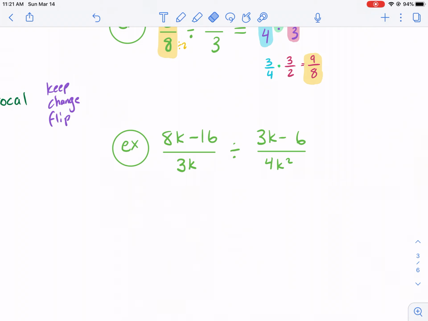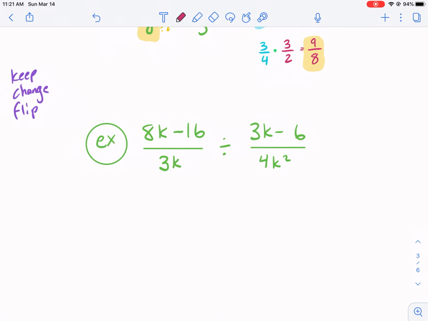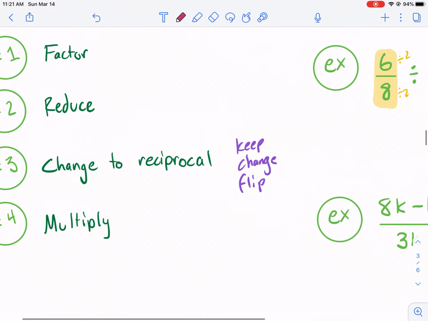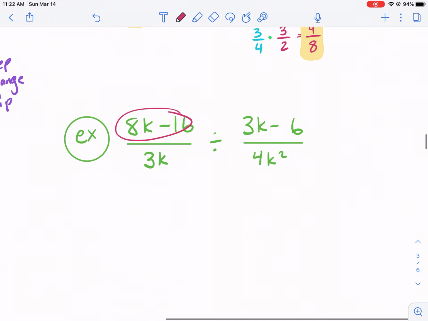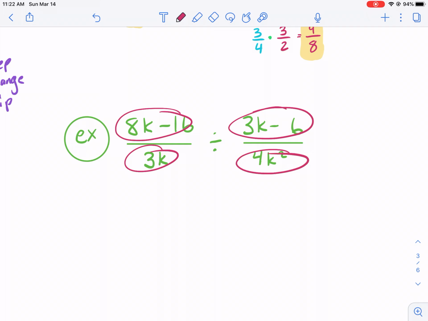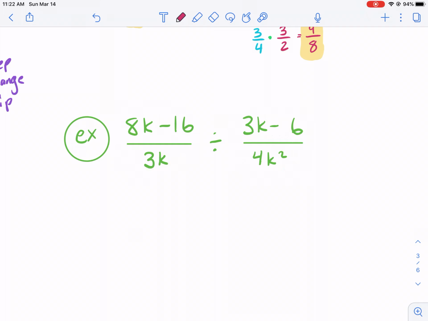Now we have some expressions, some binomials, some variables. It gets a little tougher now. So we are actually going to do our first step, which is factor. We have to factor each numerator and denominator separately if possible. Our first numerator, we can. Let's look at the numerical coefficients. We can factor out an 8. There are no other variables, so we're going to leave the k alone. 8k divided by 8 is k. Then we have 16, keep the sign the same, divided by 8 is 2. So that's what the top is going to look like.